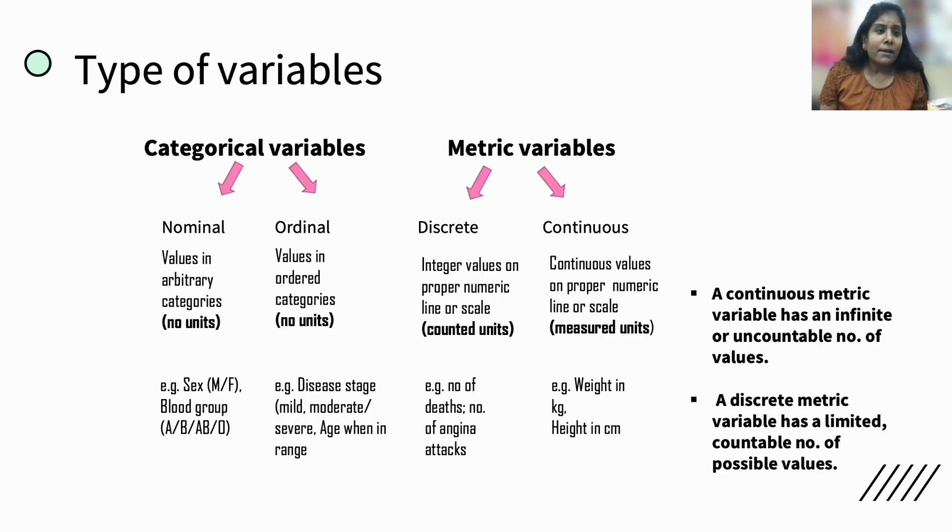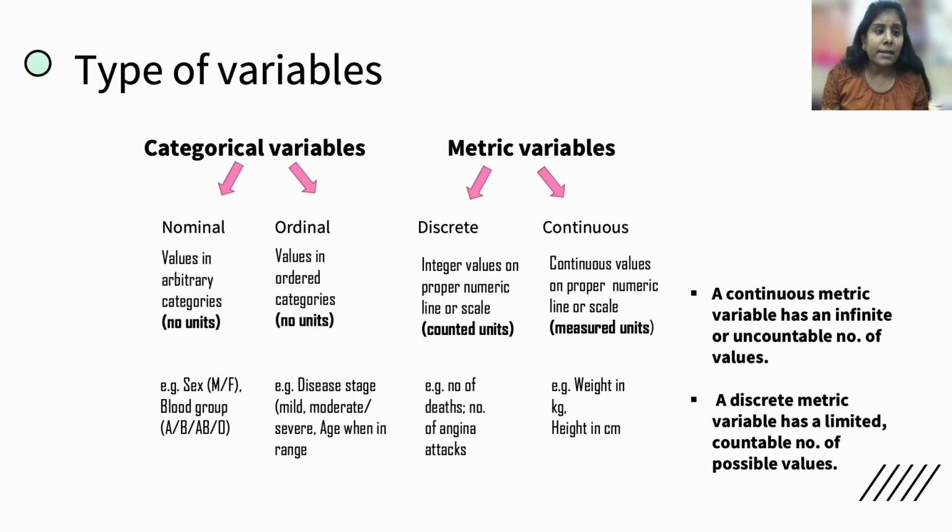Now, before we go into the types of stats, you need to understand the types of variables you're dealing with. Variables can either be categorical, which are grouped, or numerical, which are measured or counted.